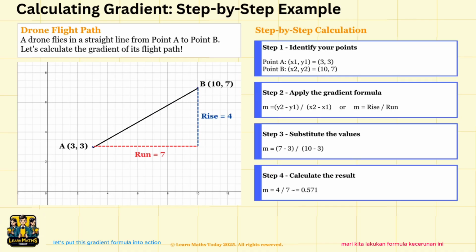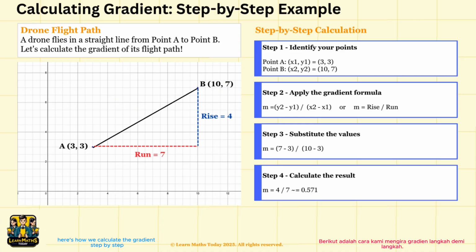Alright, enough theory. Let's put this gradient formula into action with a practical and relatable example. Imagine a drone soaring through the Singapore sky, flying in a perfectly straight line from one location to another. Let's say it starts at point A and flies to point B. We want to calculate the gradient of its flight path: how steeply it's ascending or descending.